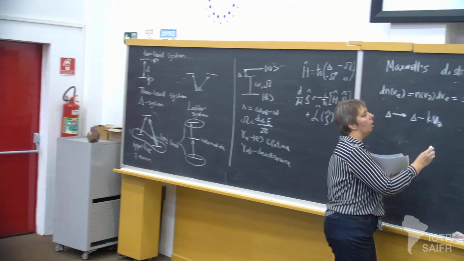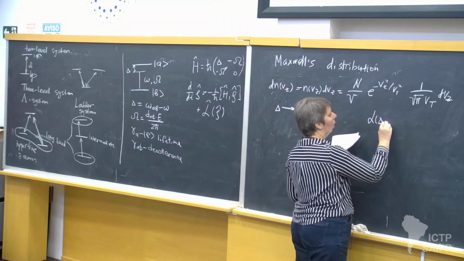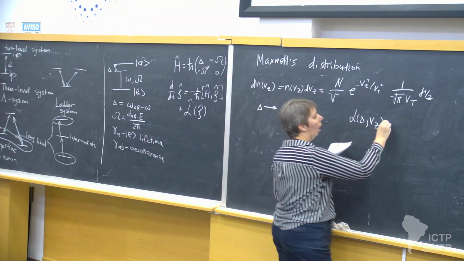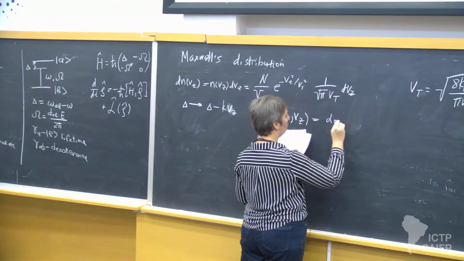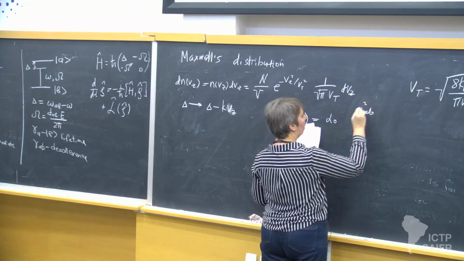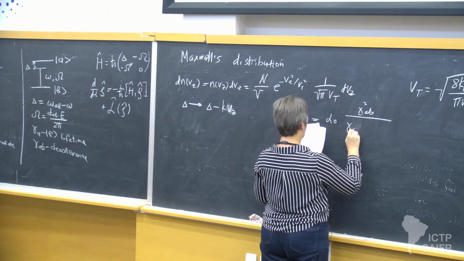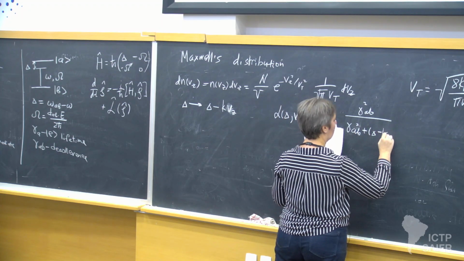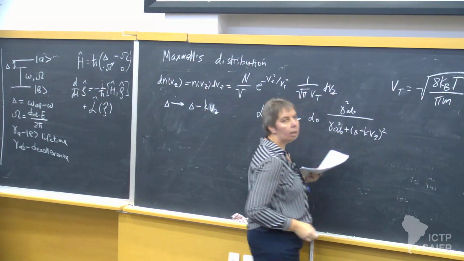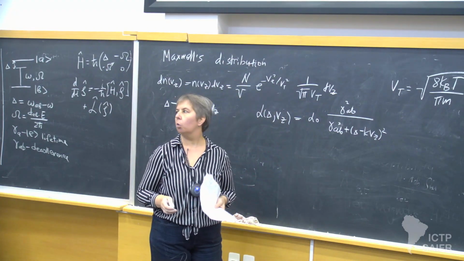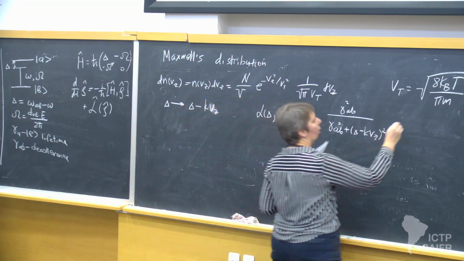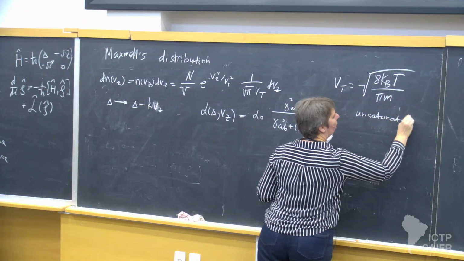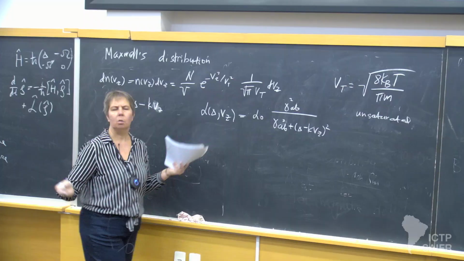So that means that the absorption for the group of atoms with velocity Vz is going to look like alpha naught, gamma AB squared, divided by gamma AB squared plus delta minus kVz squared. Here I just don't want to write omegas all the time, so this is unsaturated. But it's going to be exactly the same, just with the extra factor.